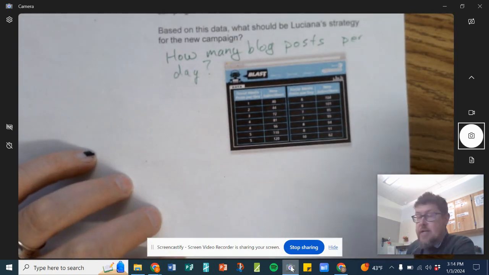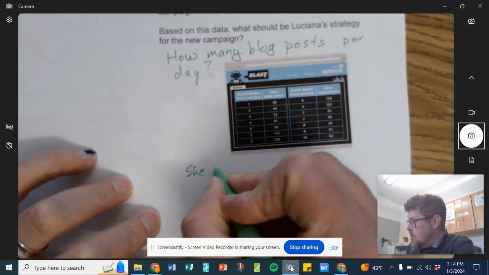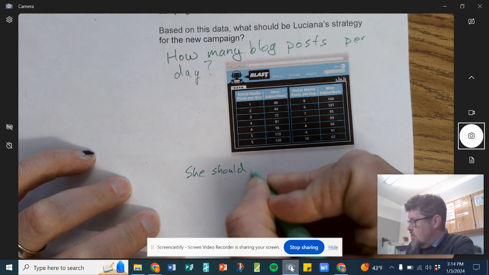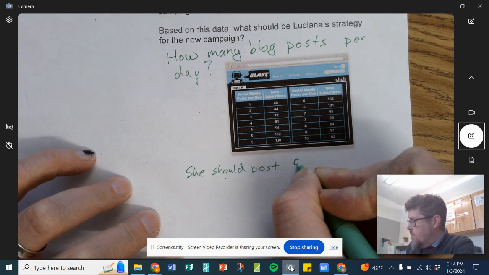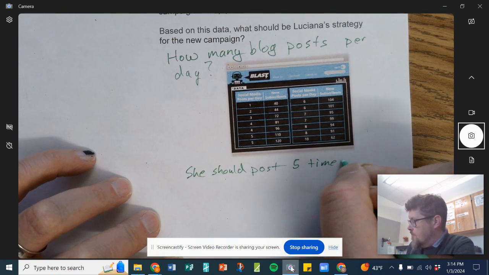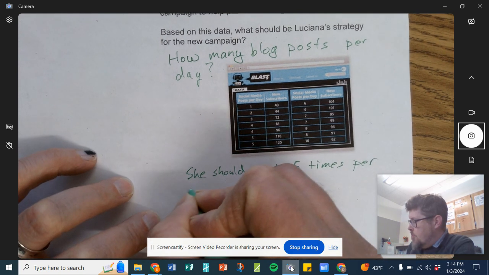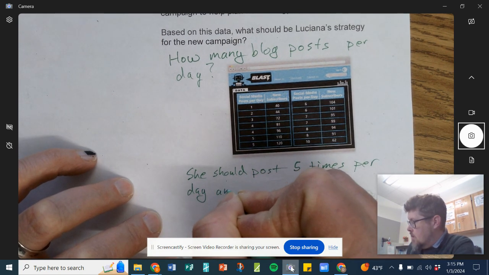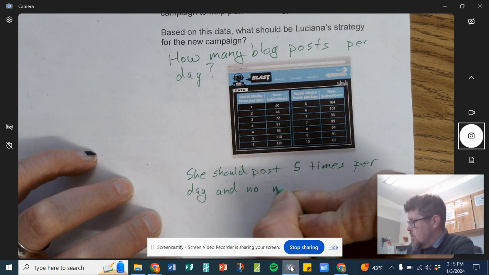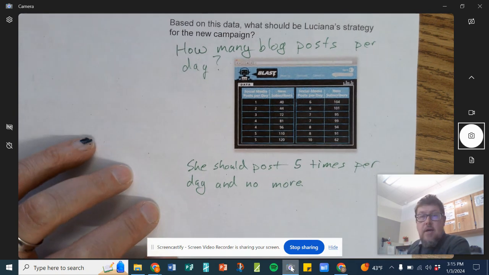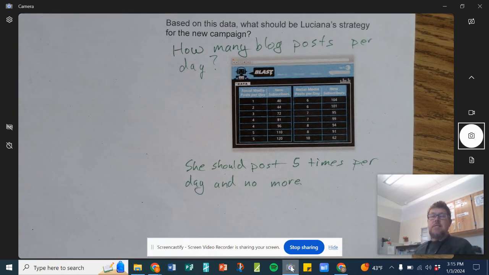So the idea, her strategy, is she should post 5 times per day and no more. Okay, because once she gets to 6 times, then it actually starts to go down.